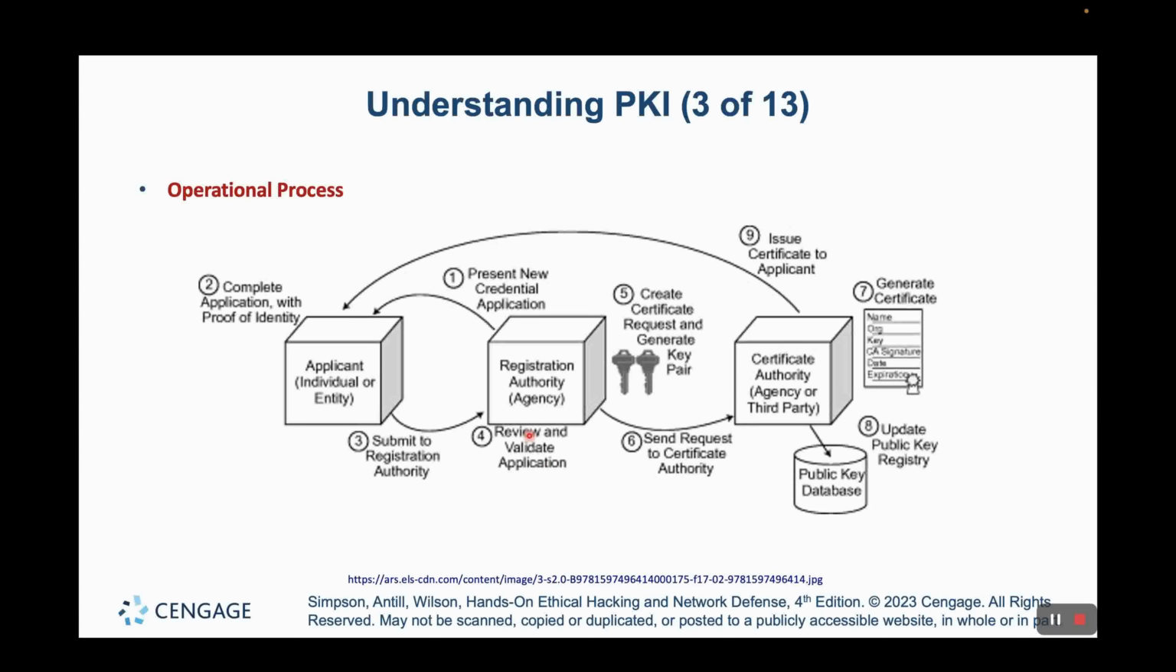They want to make sure that this is who he is, or this is the real identity, or this is the real company, for example. And they will create a certificate request and generate key pairs. Now, all these requests will then be forwarded to the certificate authority. And after the certificate authority processes the certificate, they need to update the public key registry with the certificate.